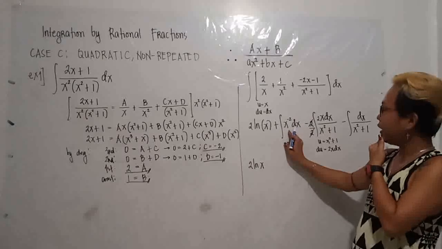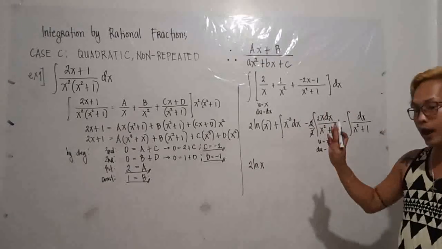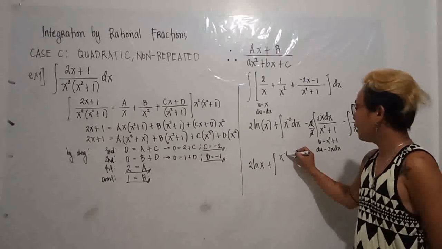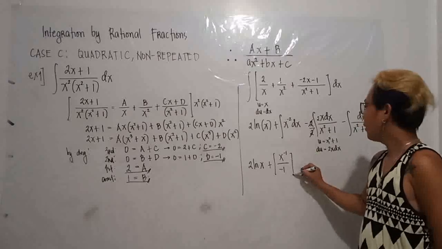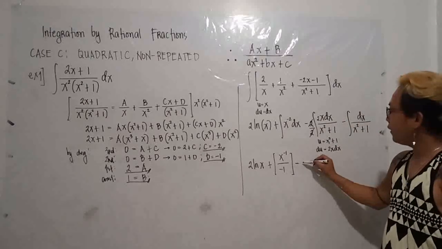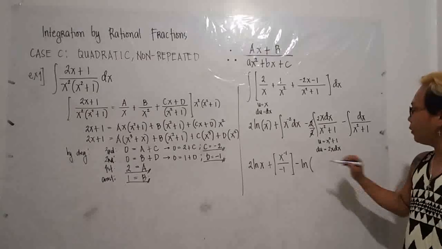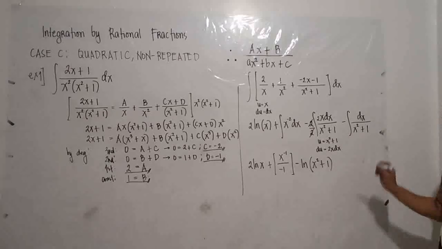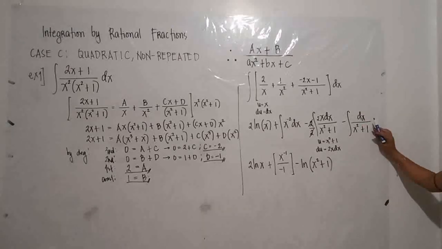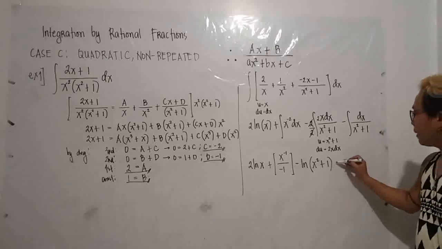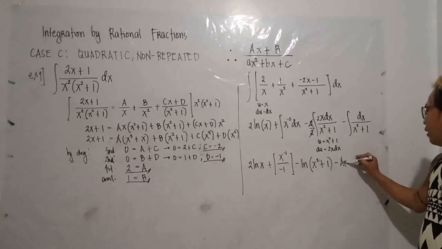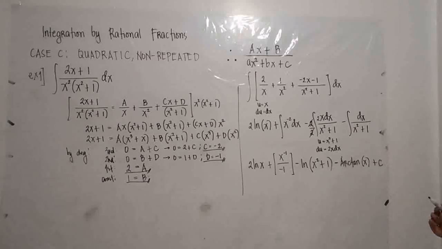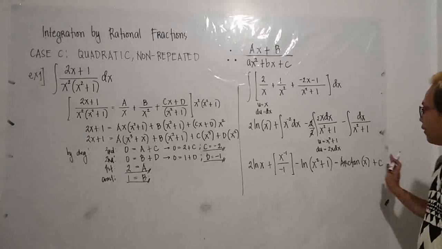Then pagdating dito, this is power formula. That's u raised to n du. You will now have plus x raised to negative 1 over negative 1. Then dito is negative ln of u, which is x squared plus 1. Then the last term is under of arctan. So that's minus arctan of x plus c. Now all you have to do is simplify this equation.